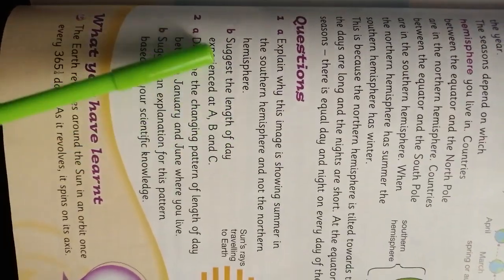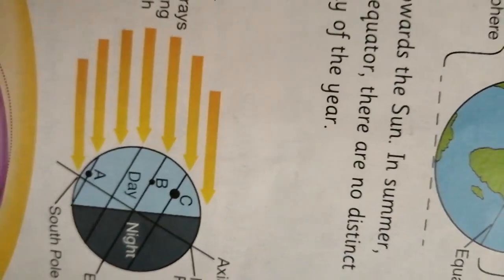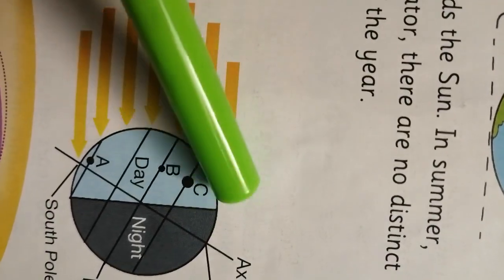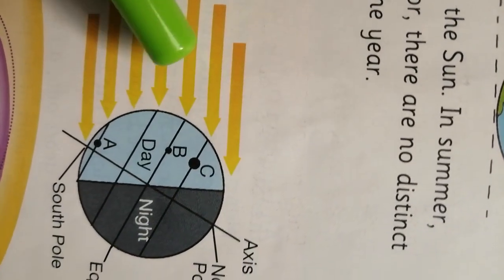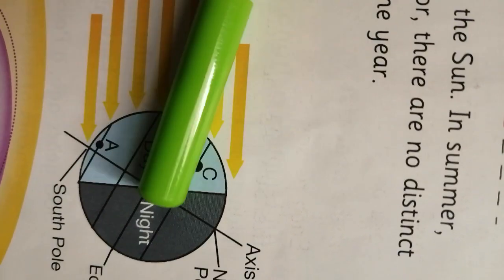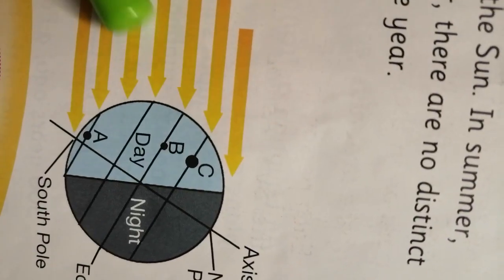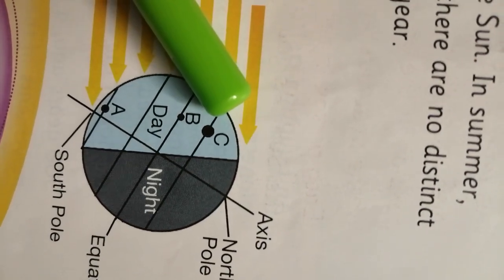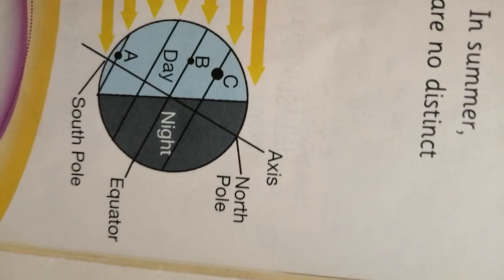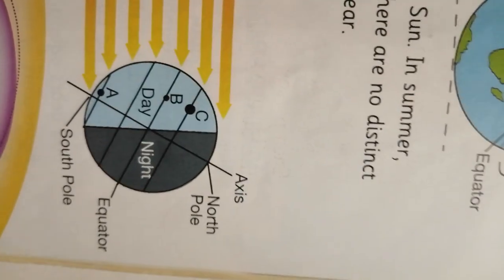Suggest the length of day experienced at A, B, and C. If you look at it, you can see here, these black lines show the day and these show the night. So let's look at this. Who has the longest day? This is the length. B has the longest day. Here, see this black line B. C has the day from here until the end of the blue zone. So which one has the longest day? B. And C has the shortest day.